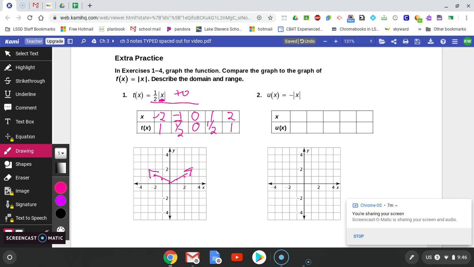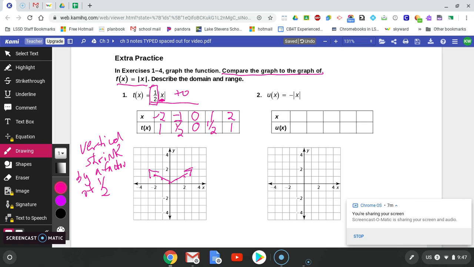Notice it is a V-shape. We can talk about the transformations. So when it says compare the graph to your parent function, this 1/2 is out in front. Out in front means it is going to be vertical. So this is a vertical shrink because it's a number smaller than 1. Vertical shrink by a factor of 1/2. In other words, it's going up half as fast as the original parent function would be going up.